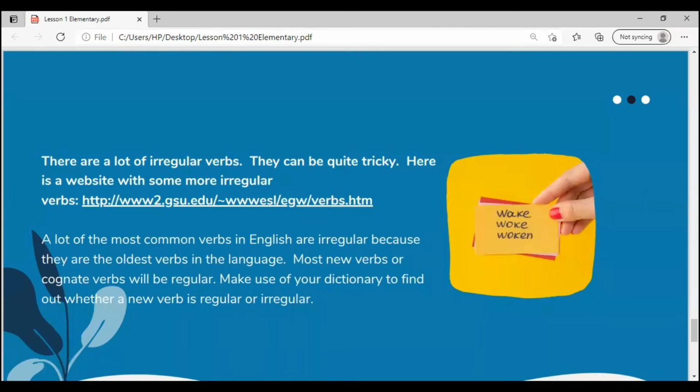There are a lot of irregular verbs. They can be quite tricky. Here is a website with some more irregular verbs. A lot of the most common verbs in English are irregular because they are the oldest verbs in the language. Most new verbs or cognate verbs will be regular. Make use of your dictionary to find out whether a new verb is regular or irregular.